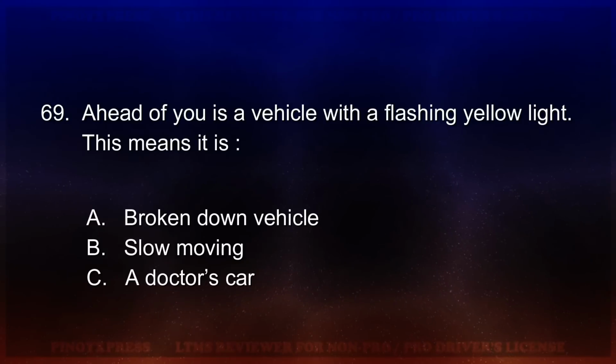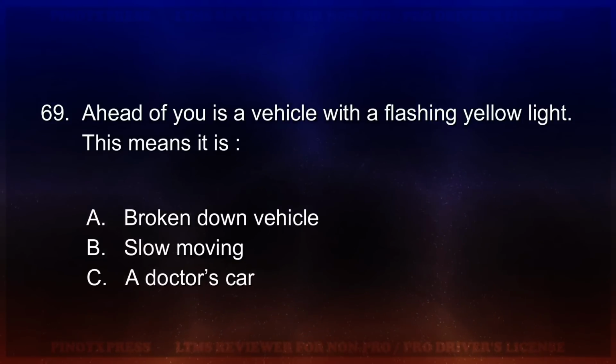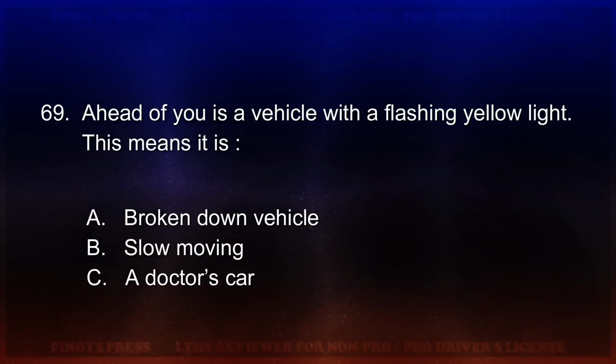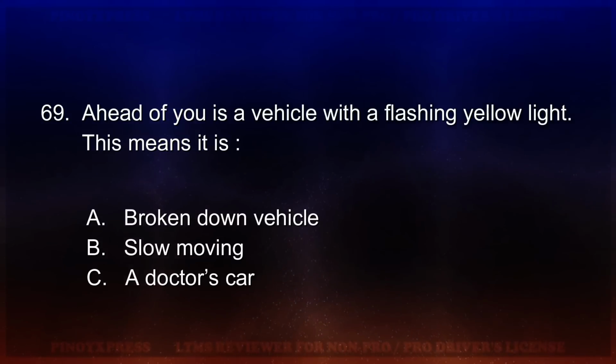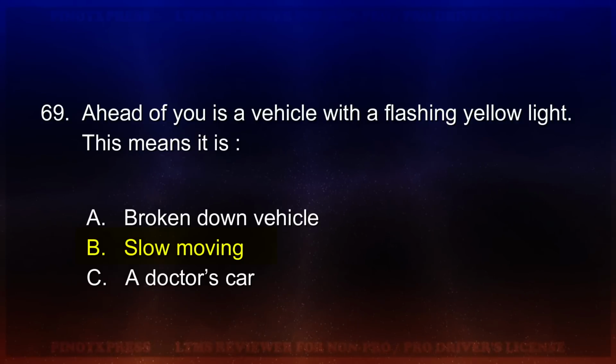Ahead of you is a vehicle with a flashing yellow light. This means it is A. Broken down vehicle. B. Slow moving. C. A doctor's car. The correct answer is letter B.